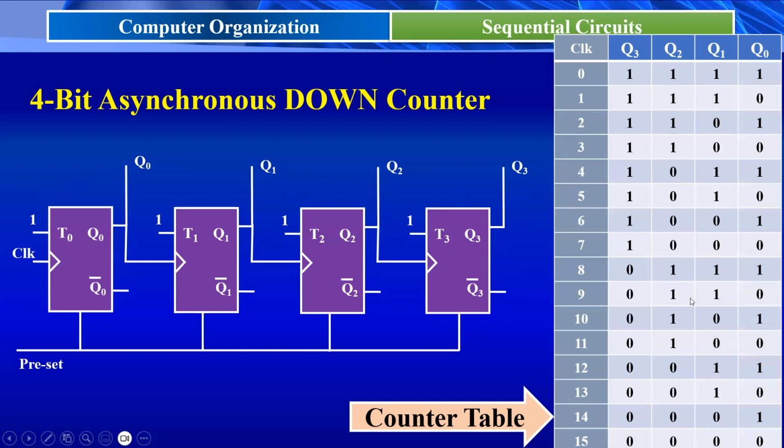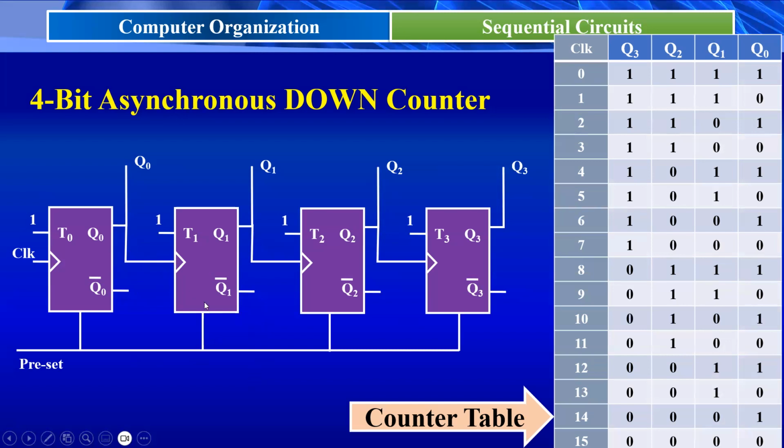So the number of clock pulses counted by this counter is again 16. So it is also called a mod 16 counter. But here the counting style was down counting. I already told you that for up counting with positive triggering, Q bar should be connected. For down counting with positive triggering, we should connect the uncomplemented output of the flip-flop as the clock pulse to the next higher order stages.